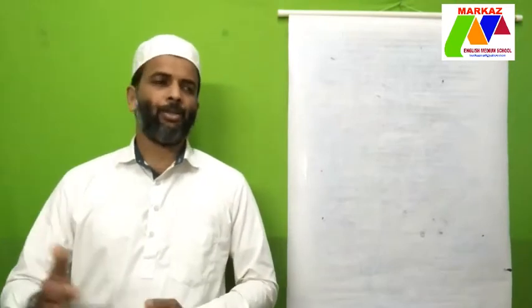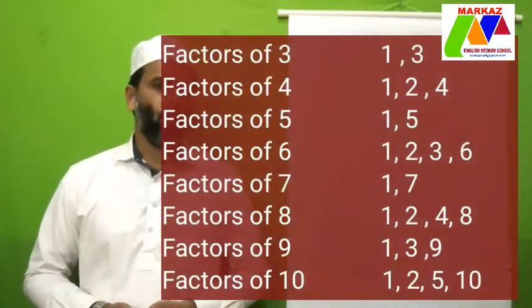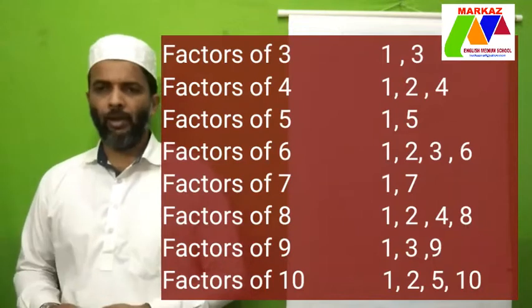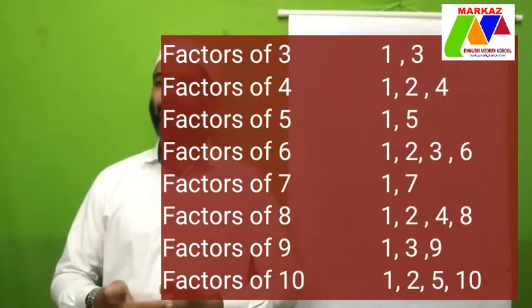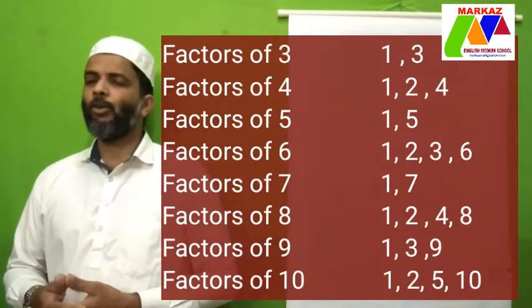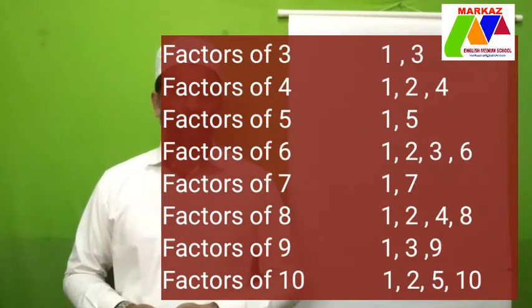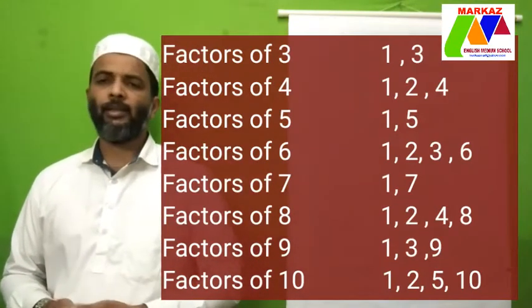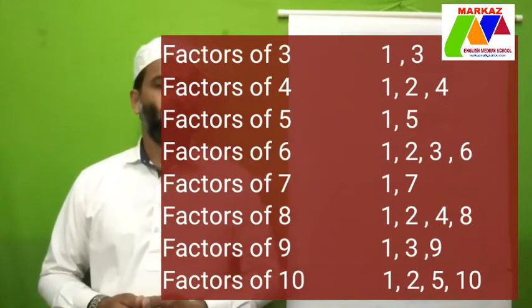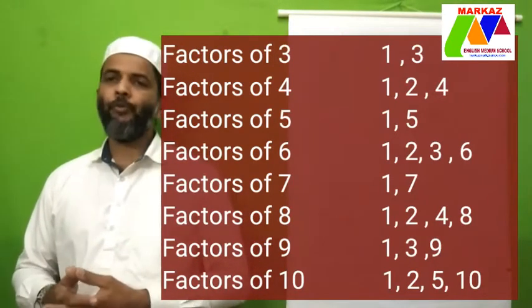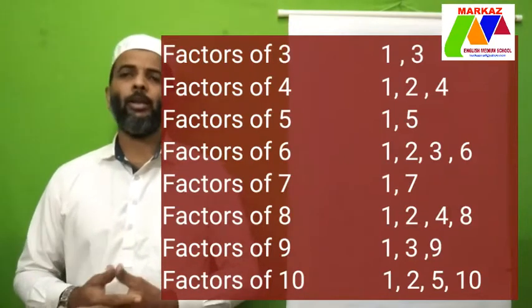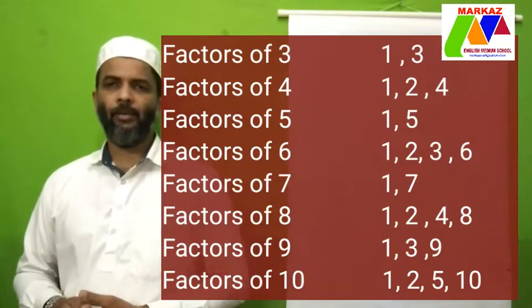Okay, come to the next topic, prime factors. Look at the list. Factors of 3: 1 and 3. Factors of 4: 1, 2 and 4. Factors of 5: 1 and 5. Factors of 6: 1, 2, 3 and 6. Factors of 7: 1 and 7. Factors of 8: 1, 2, 4 and 8. Factors of 9: 1, 3 and 9. Factors of 10: 1, 2, 5 and 10. In this list, there are only two factors for 3, 5 and 7.